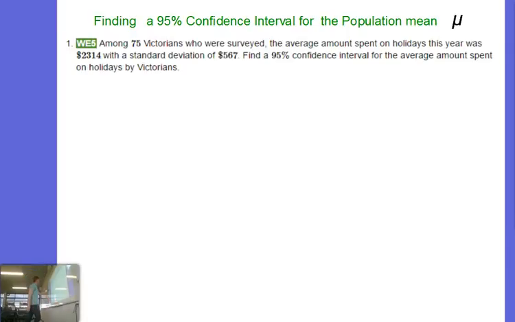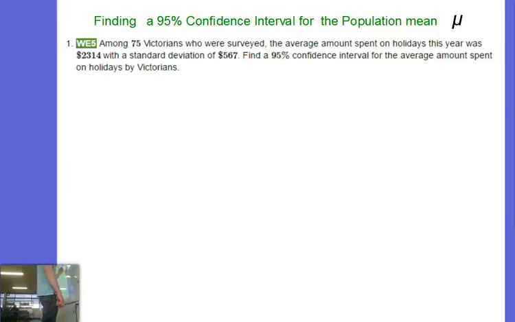Alright, so now we're going to look at the situation where we've got a measured quantity, we're finding the sample mean. 75 Victorians were surveyed, and the average amount spent on holidays this year was $2,314. That becomes your sample mean of the survey, with a standard deviation of 567. That's the sample standard deviation of the survey. So let's find a 95% confidence interval for the average amount spent on holidays by Victorians.